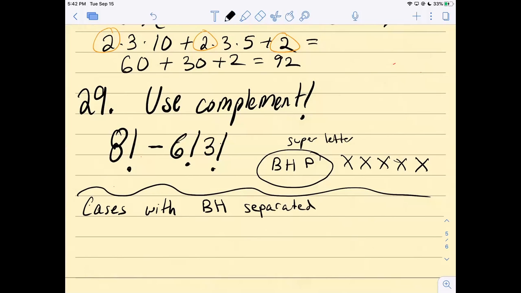Cases with B and H separated, with each of them would be 8 factorial minus 7 factorial times 2 factorial. Those are the cases with BH separated. So can we just do that 3 times? Like the 7 factorial, 2 factorial? Very good. So you have to be careful, because some of the cases where they're separated are the same because there's 3. Yeah. So can you add that back?